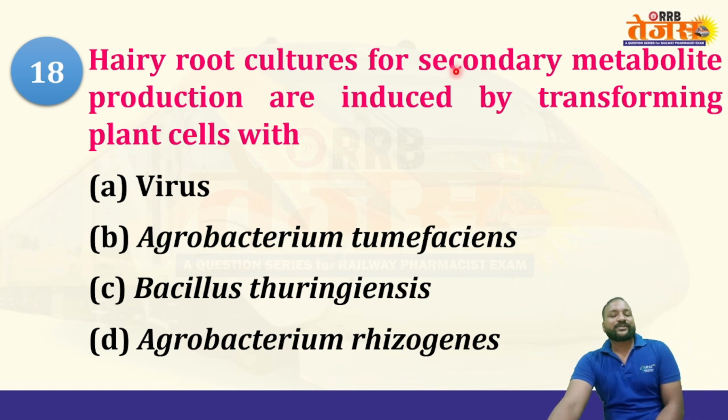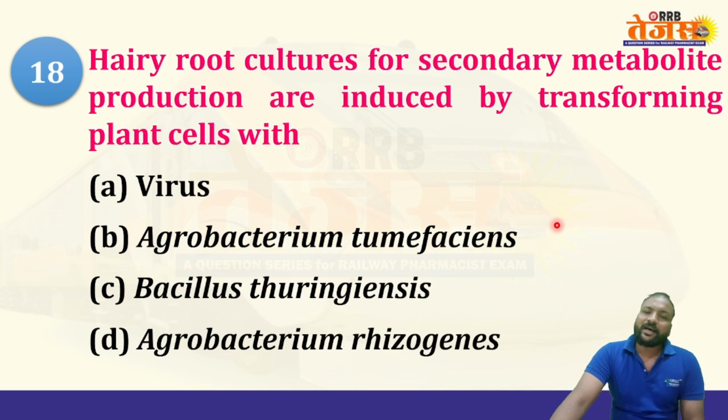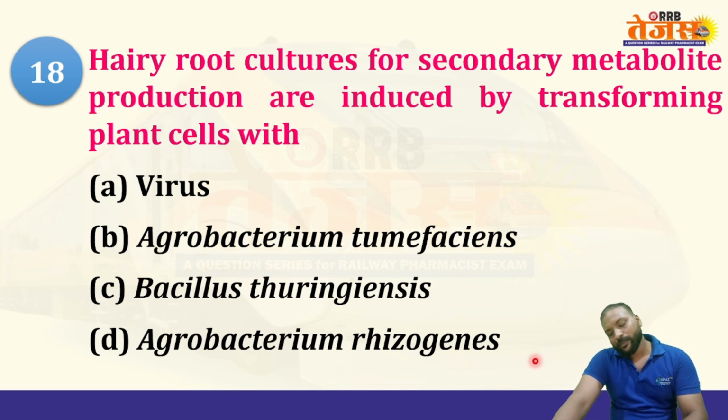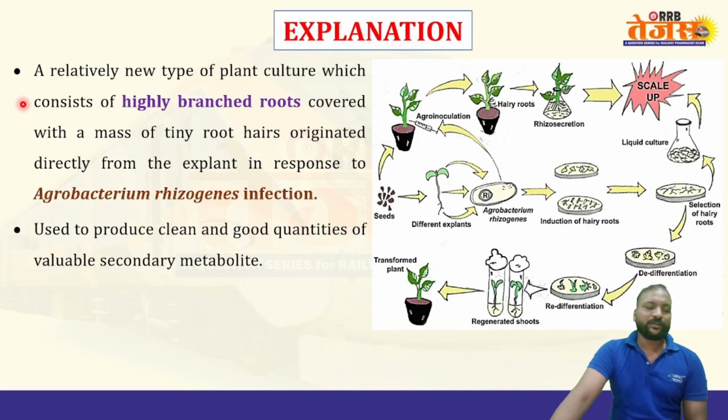Hairy root cultures for secondary metabolite production are induced by transforming plant cells with. Okay, simple question. Hairy root culture can be possible with A, virus, B, Agrobacterium tumefaciens, C, Bacillus thuringiensis, D, Agrobacterium rhizogenes. I think you know this answer. Undoubtedly, the last option, Agrobacterium rhizogenes, is the right option here. Okay, so for the hairy root culture, we need to add the Agrobacterium rhizogenes infection.